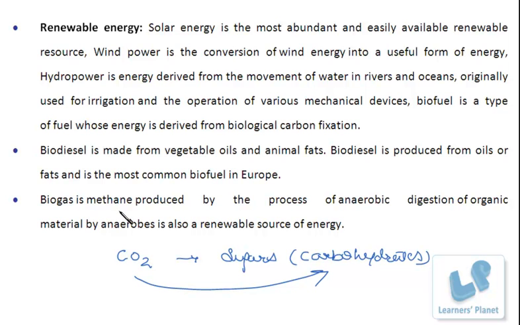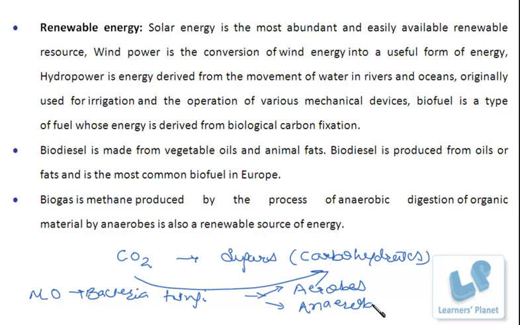Biogas. Biogas is methane, and it is produced by the process of anaerobic digestion of organic material by anaerobes. What is an anaerobe? What is anaerobic digestion? See, microorganisms like bacteria, fungi, they are divided into two types, the aerobes and anaerobes. Aerobes, for these organisms, oxygen is required for their survival, whereas anaerobes can obtain energy from carbohydrates without oxygen.